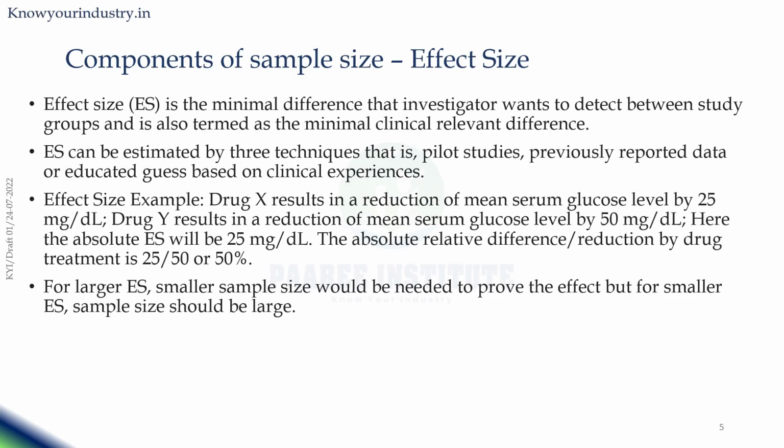Effect size can be estimated by three techniques: first, through pilot studies; second, previously reported data; or third, an educated guess based on clinical experience. For example, drug X reduces mean serum glucose level by 25 mg per deciliter, and drug Y results in a reduction of mean serum glucose level by 50 mg per deciliter. Here the absolute effect size will be 25 mg per deciliter. So the relative difference or reduction by a drug treatment is 25 by 50, or 50%.